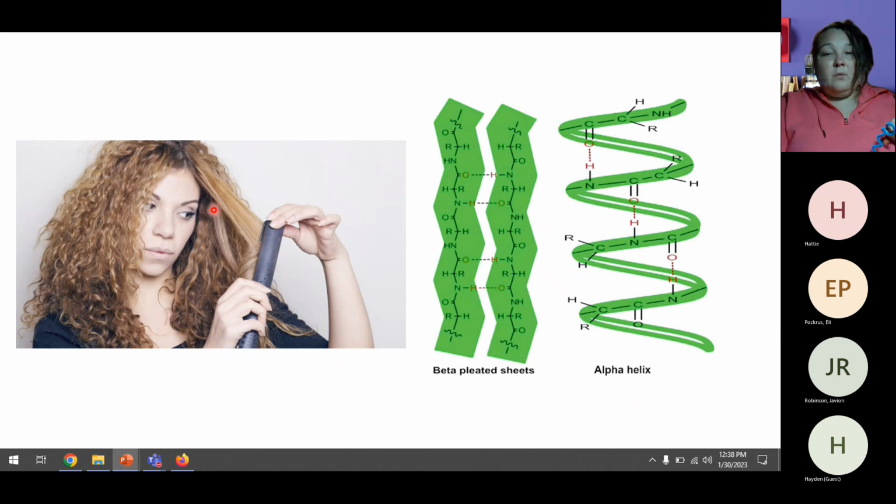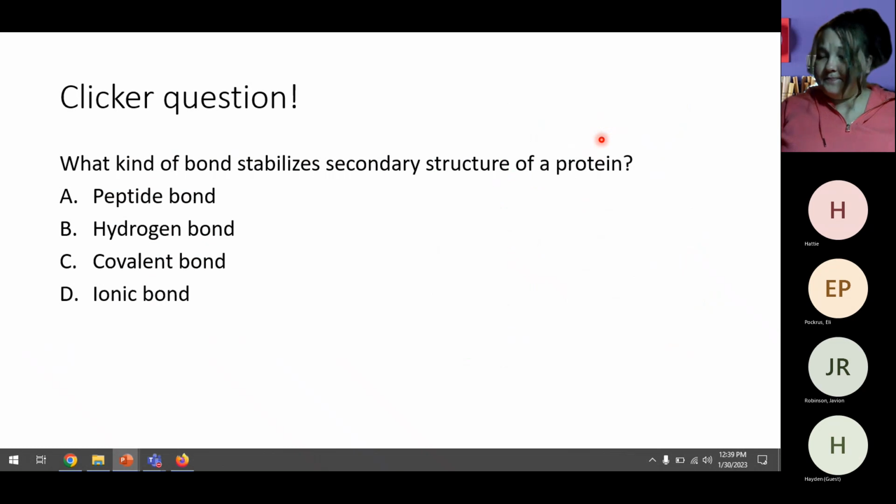When you straighten your hair, what you're doing is applying high heat that breaks those hydrogen bonds and denatures the structure of your hair. So if your hair is curly, it normally has hydrogen bonds in a specific orientation, keeping that alpha helix structure. But when you apply high heat, the protein denatures. It just becomes flat. That's why those hydrogen bonds are important. Here is our next question.